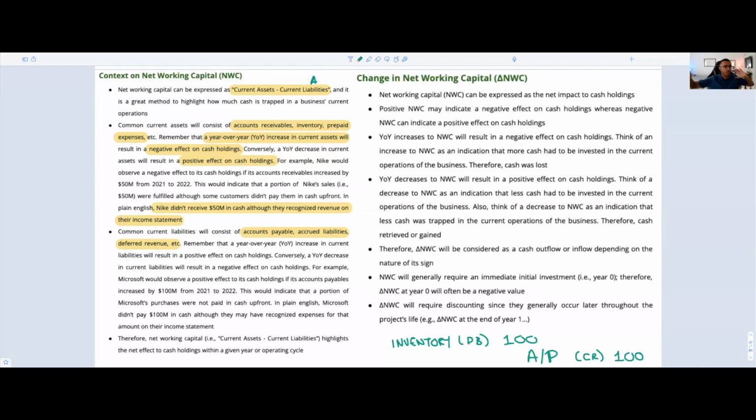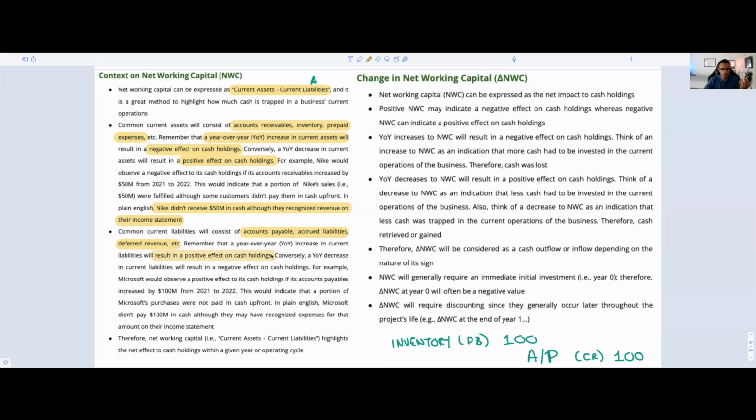So these are a bunch of different current liabilities that you may see, just so you get some context. Now, what I want you to understand, going back to our example highlighted at the bottom, is that if we have a year-over-year increase in current liabilities, this is going to result in a positive effect on our cash holdings.